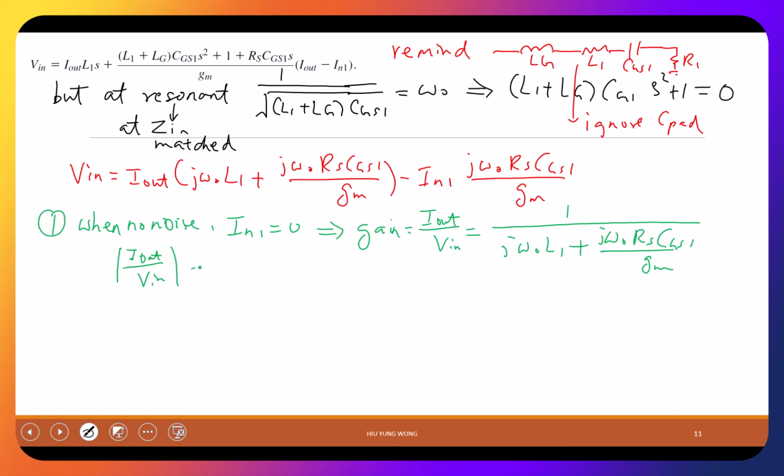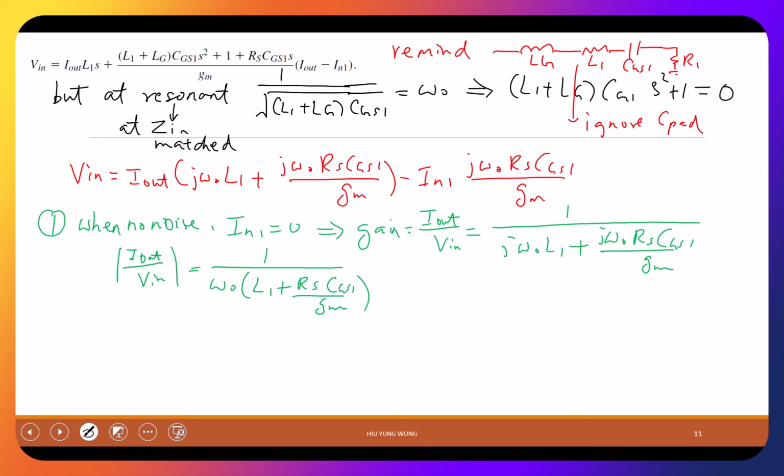So it is just equal to, actually I need to do some more math. Let me just write this down first. It's equal to 1 over omega 0 times L1 plus Rs CGS1 divided by GM. What I'm doing is just taking the magnitude, because this purely imaginary j is gone, and I take omega out, so I only have L1 here plus Rs CGS1 divided by GM. And of course, this is Rs divided by omega t also. But that's okay, we will think about that later. Is that okay? Any questions?